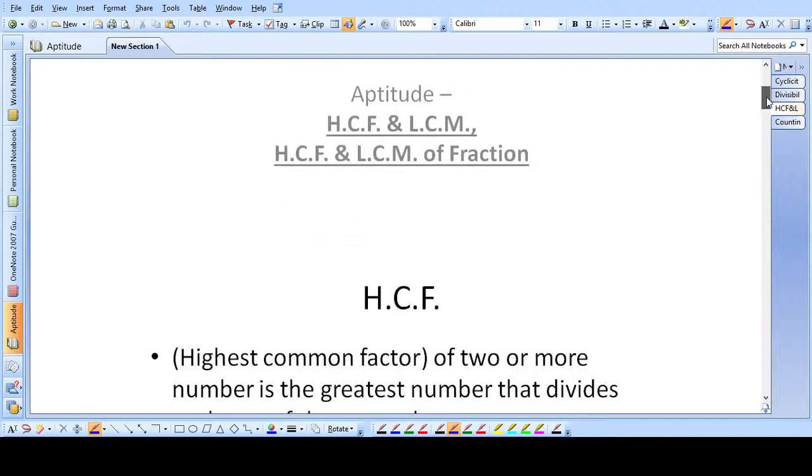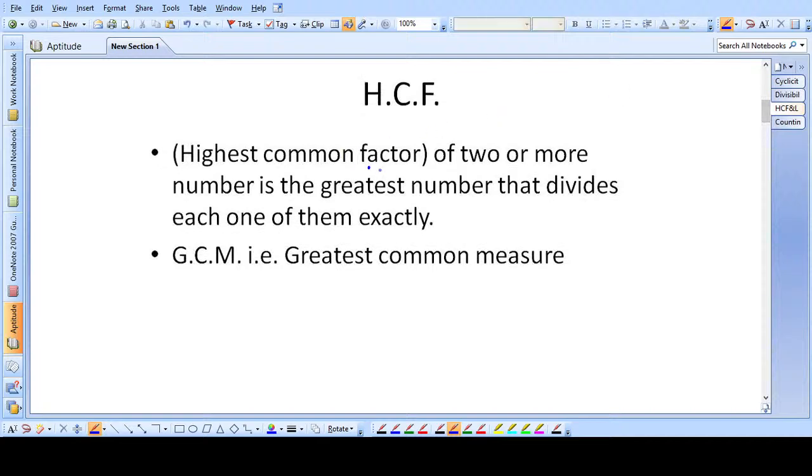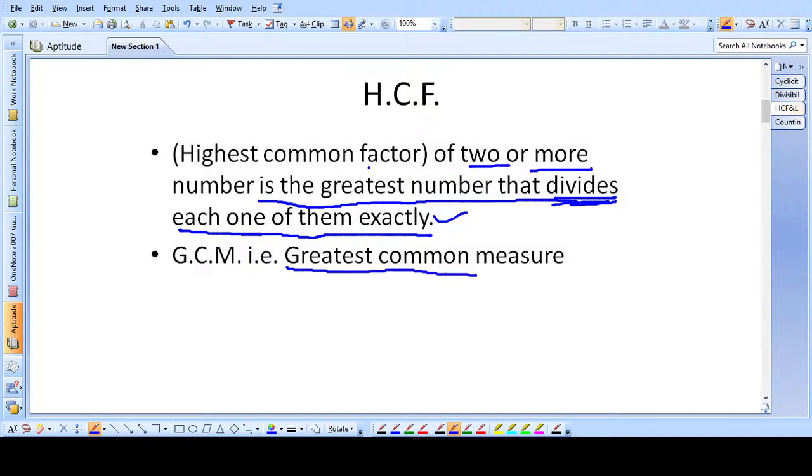So let's see HCF. What is HCF? The highest common factor of two or more numbers is the greatest number that divides each one of them exactly. So here is a catch. This will be the greatest number that divides each one, so this number divides both the numbers. Hence this is the HCF value. It is also called the greatest common measure.